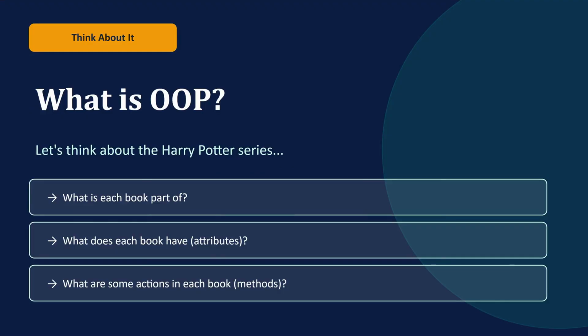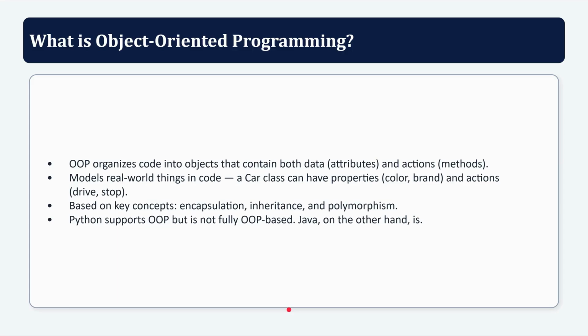So what is OOP? Well, here's an example. We're going to be using the Harry Potter series. What is each book part of? Well, they're all part of the major series, like all 7 books. What does each book have? What are its attributes? Well, it has a name, a specific number of pages, a specific number of chapters, a release date, and what are some actions in each book? This could be some stuff from the plot of the story or something like that.